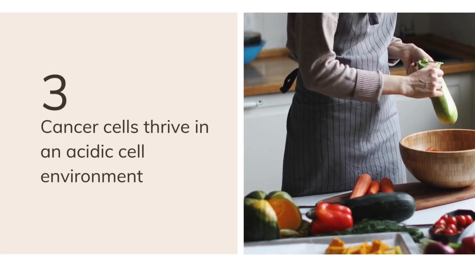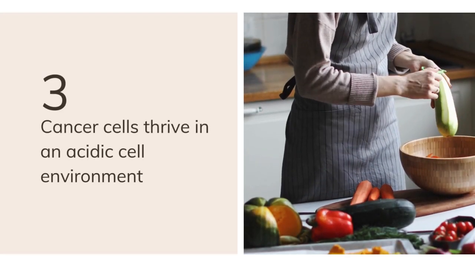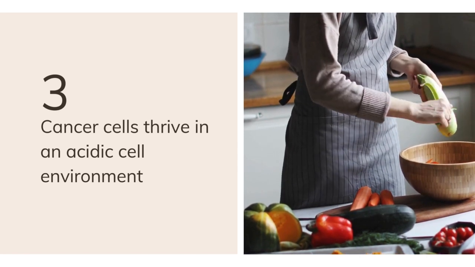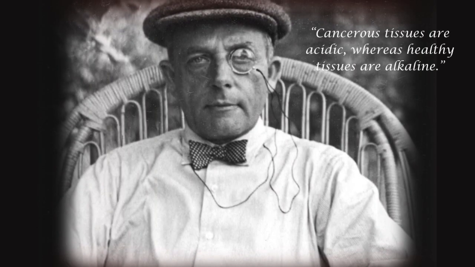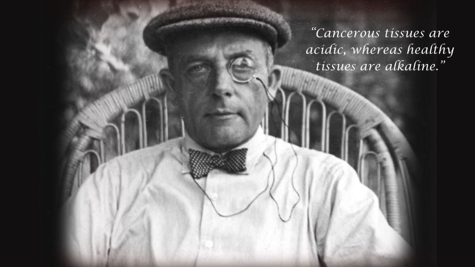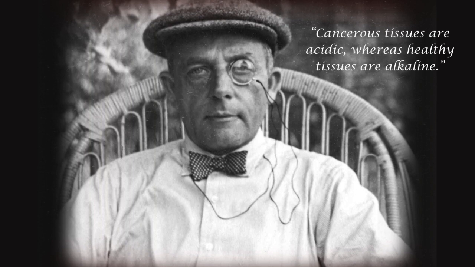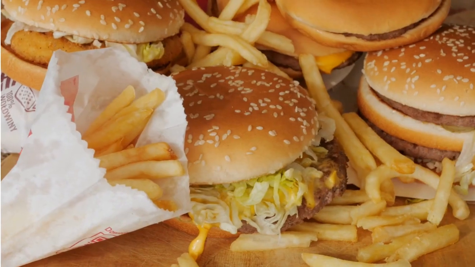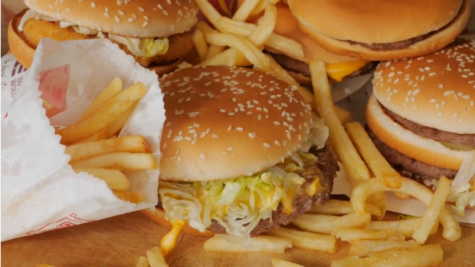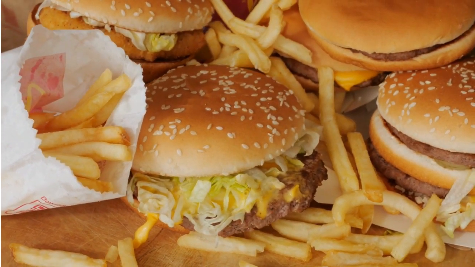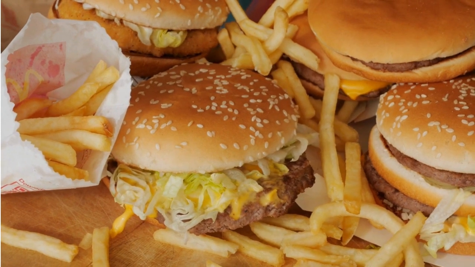And now number 3, cancer cells thrive in an acidic cell environment. Dr. Warburg himself said cancerous tissues are acidic, whereas healthy tissues are alkaline. Today we know that a plant-based diet naturally increases the alkalinity in the cell, whereas our fast food, junk food, and soft drink crazed diet only helps to acidify the cell.